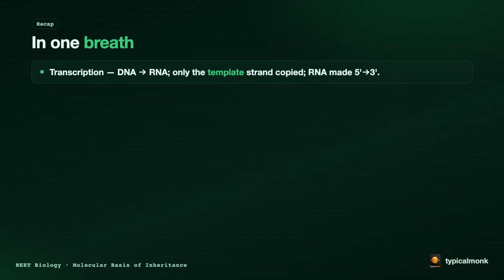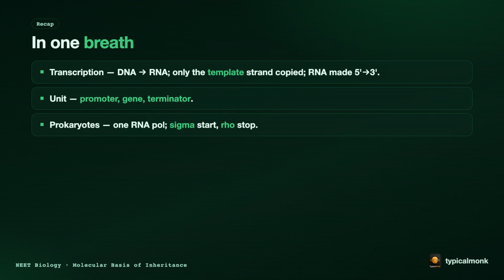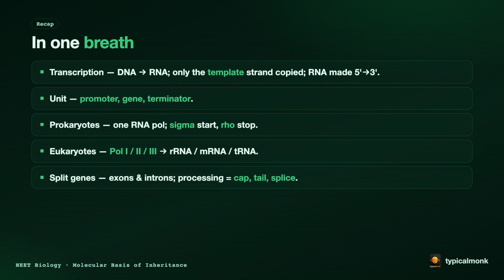Let's gather it all in one breath. Transcription, DNA to RNA. Only the template strand copied. RNA made 5' to 3'. The unit, promoter, gene, terminator. Prokaryotes, 1 RNA polymerase, sigma to start, rho to stop. Eukaryotes, polymerase 1, 2, 3, make rRNA, mRNA, tRNA. Split genes, exons and introns. Processing is cap, tail, splice.